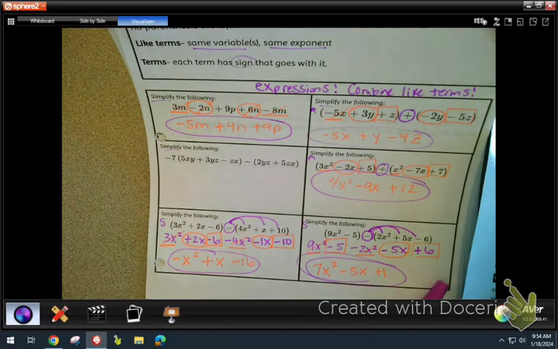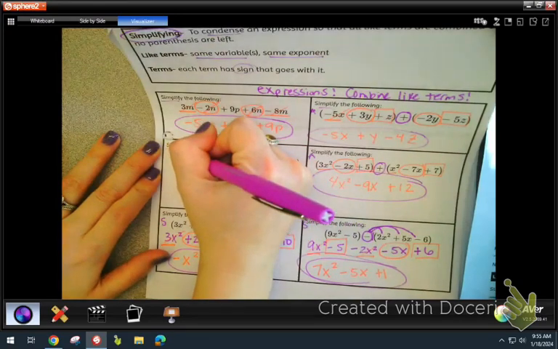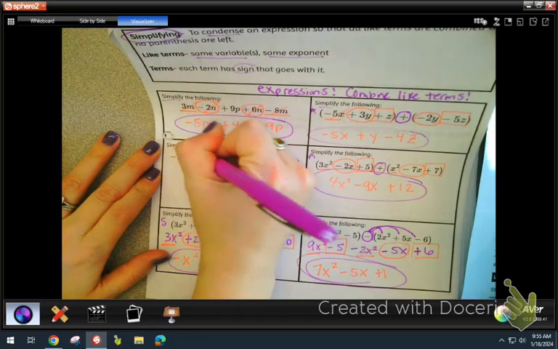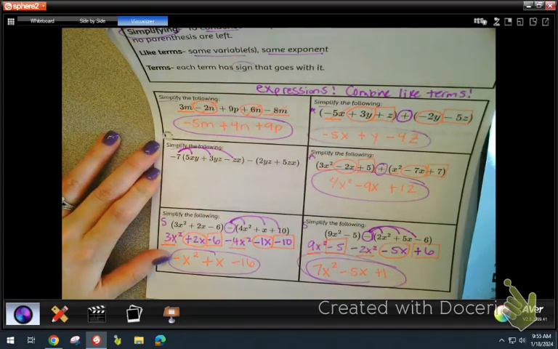Okay? All right. The last one I want to talk about, what's different about this guy? What's in front of the first parentheses? A negative 7. So what does that mean I have to do? I do have to change the first parentheses. I have to multiply everything by a negative 7. So I'm going to go ahead and draw those arrows right there. Let's go ahead and do that. We'll do this one together.